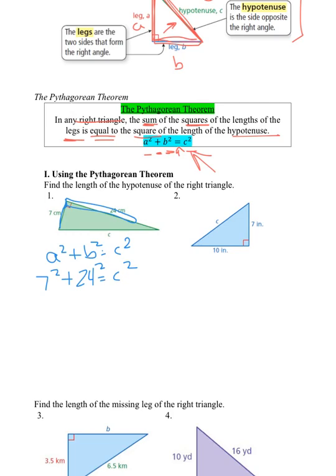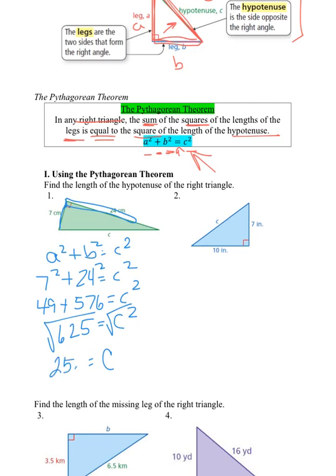So now we're actually just going to solve this. 7 squared is 49 plus 24 squared is 576 equals c squared. Simplify the left side here. You're going to get 625 equals c squared. If I know that a value squared equals 625, then we're going to use our inverse operations, just like we do solving any one-step equation. We're going to square root both sides, and you'll find out that the length of your hypotenuse for this one is 25 centimeters.